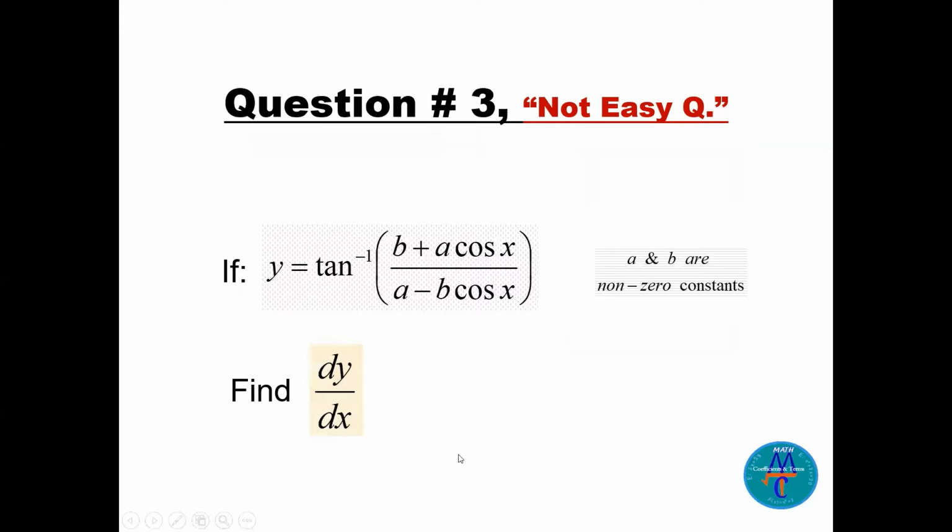Question number 3 is not easy. Let's try it. y equals inverse tan of b plus a cosine of x divided by a minus b cosine of x, where a and b are non-zero constants. They are real numbers and not 0. Find dy over dx. There is a heavy calculation in this question.